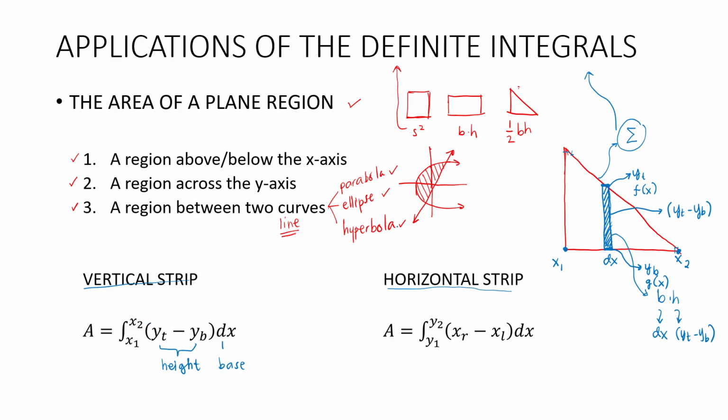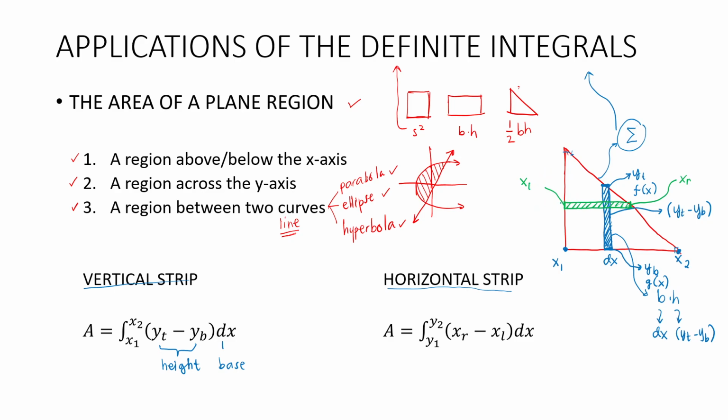Now for the horizontal strip, it's the same as your vertical strip. The concept is still the same, but the orientation of your rectangle is now horizontal. Let's say this is your horizontal strip. Whatever the right portion of your strip is touching will be your x sub r. Then the left portion is your x sub l.